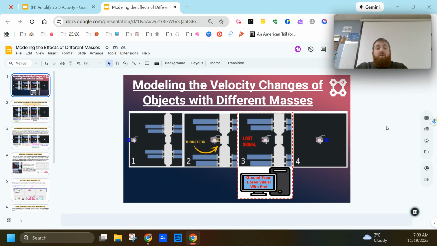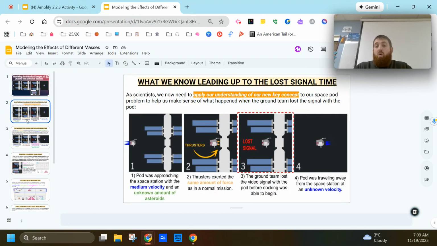And if we're watching this video, you know that we're looking to model what's going on with our space pod and space station, and more specifically, why its velocity has changed during those missing signal moments. So today we're going to be talking about how you're going to be modeling the velocity changes of objects with different masses. So what we know leading up to that lost signal time. As scientists, we know that we need to apply our understanding of key concepts to help us explain our space pod problem and make sense of what's happening.